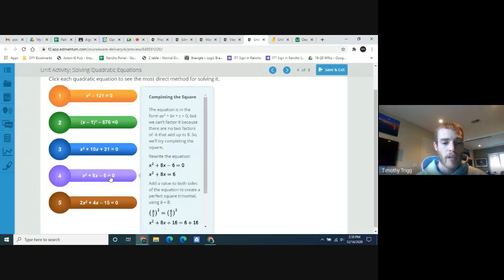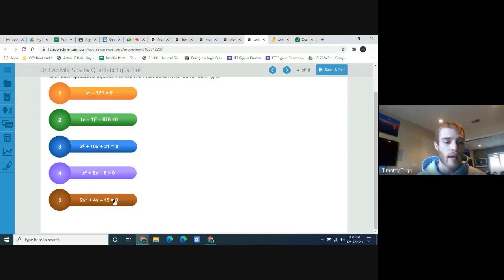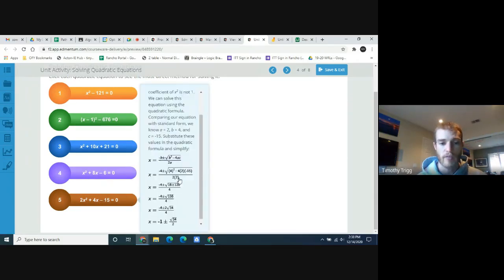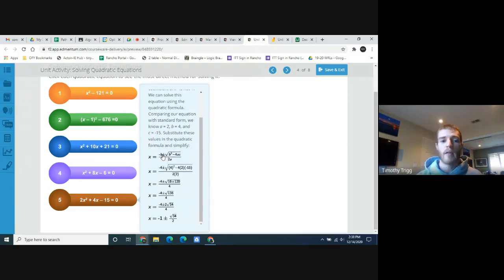This one, they use completing the square. Of course, we're not going to use that. You could always just use the quadratic formula. And this one, they show you how to use the quadratic formula. And that's this one here. Negative b plus or minus the square root of b squared minus 4ac all over 2a. And in this case, your a is 2, your b is 4, and your c is negative 15. And you just plug those into the equation as you go. So replace the a's with 2, replace the b's with 4, replace the c's with negative 15, plug those into this formula, work it all out, and you get the answer.